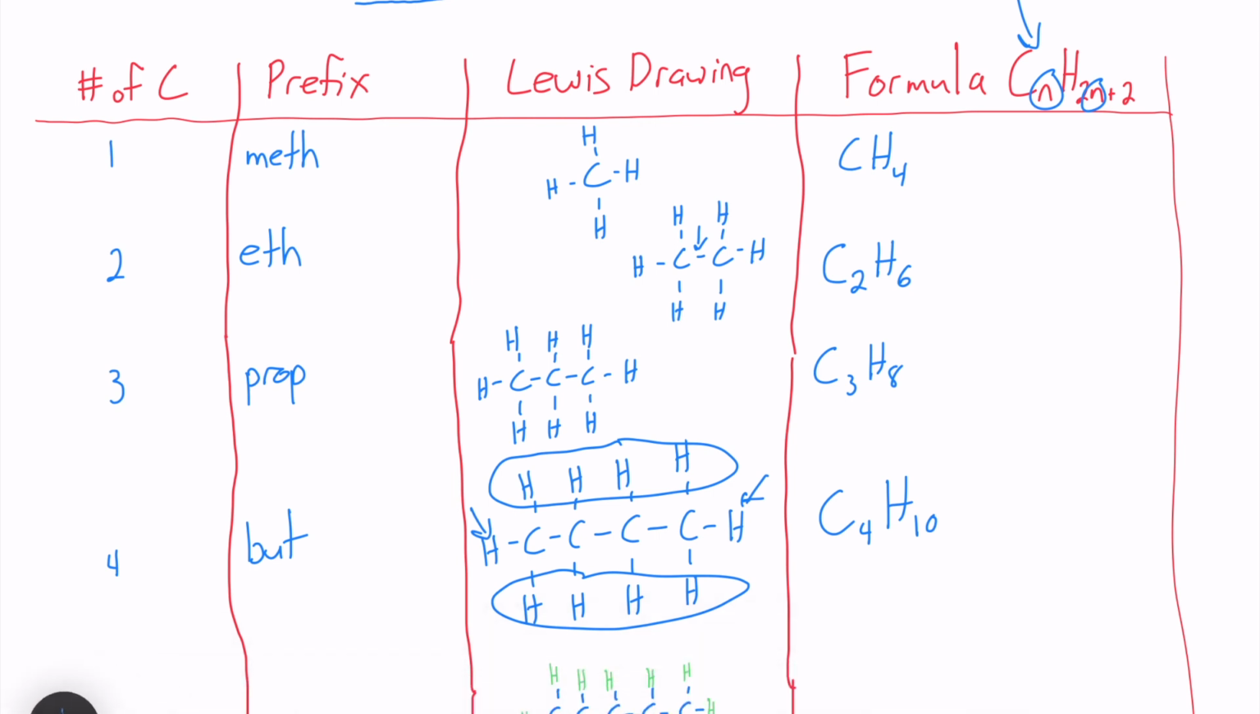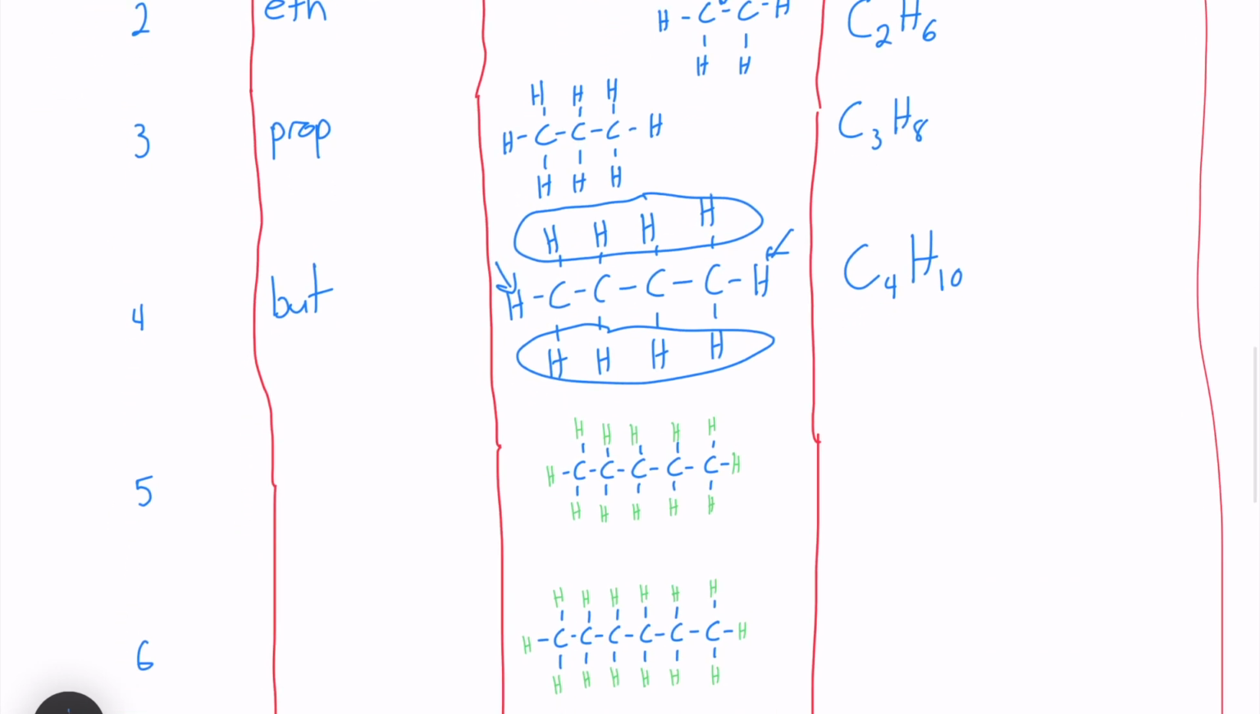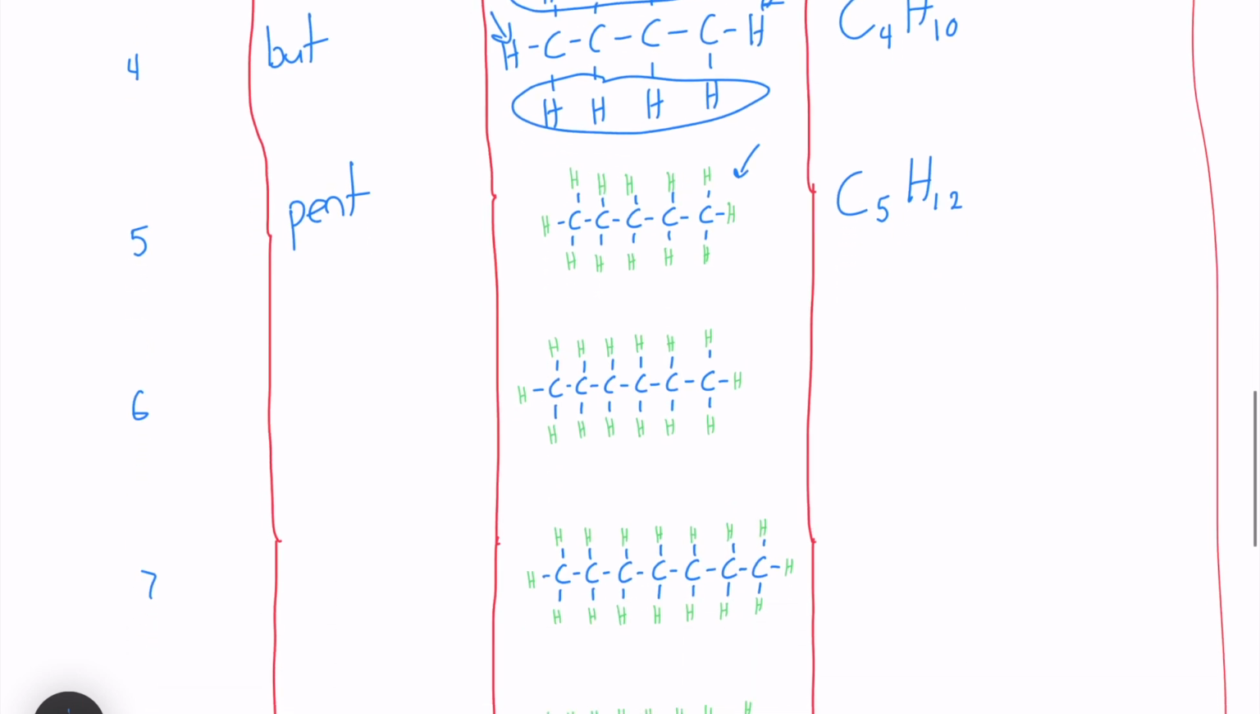The next one we have is 5 carbon. The prefix for 5 is going to be pent. And I already have the Lewis structure filled out here. We have 5 carbons in the middle, and we have 12 hydrogen filling in those outside slots. So we should have C5H12. Moving on to 6, we have the prefix of hex, and the Lewis structure is already drawn for us. So our formula will be C6H14.